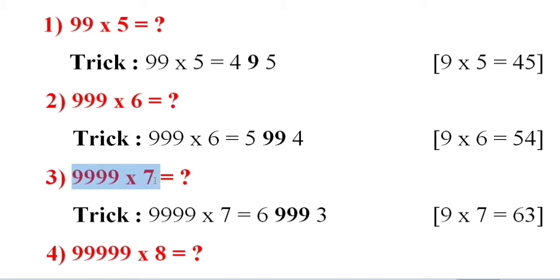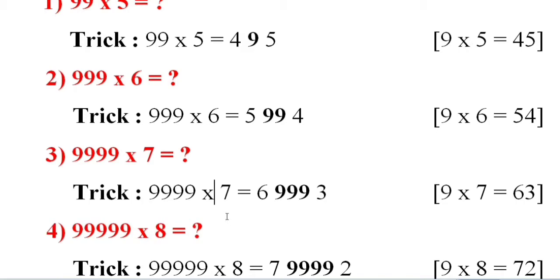4th 9 into 7 equals what? 9 into 7 equals 63. Write down 999 for 4th 9 between 6 and 3. The answer is 69993.